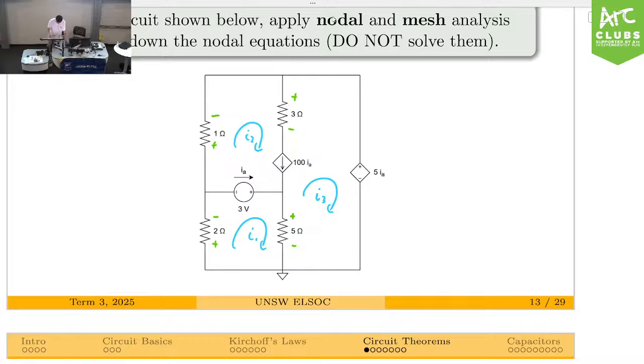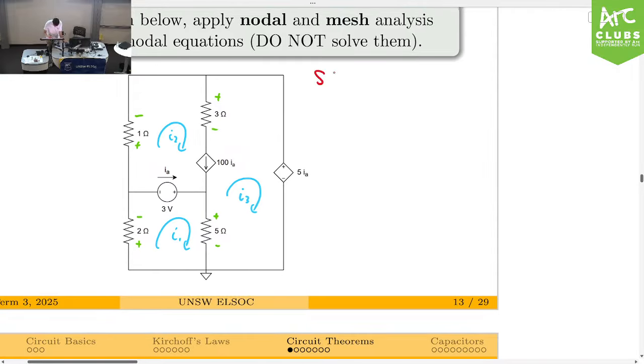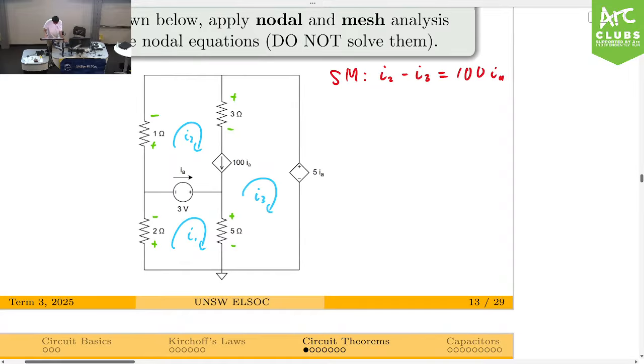Okay, we have a super mesh here, which is this current source here. It's between I2 and I3. So let's do our super mesh constraint equation, which is I2 minus I3 is equal to 100 IA. Okay? So we'll leave that as it is.